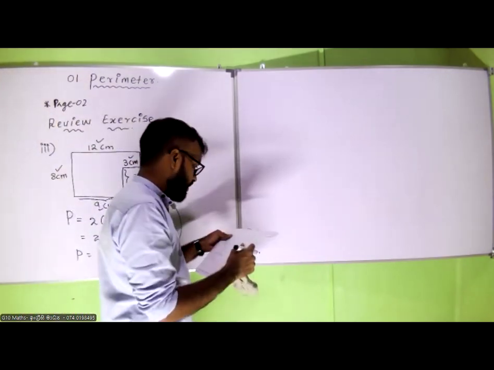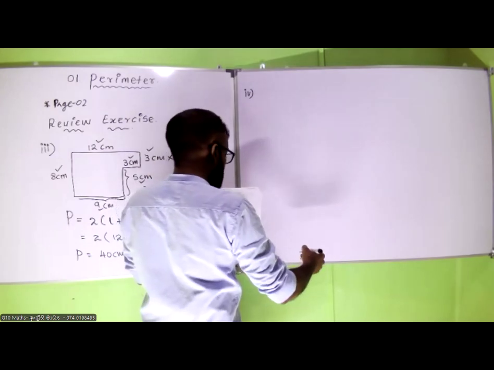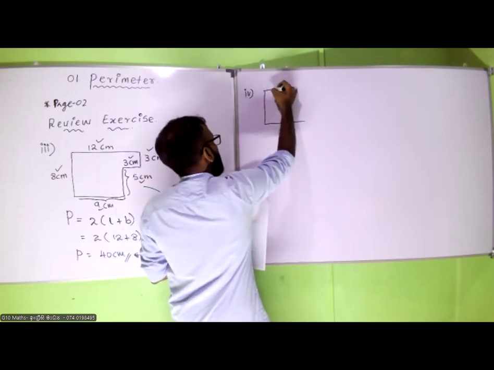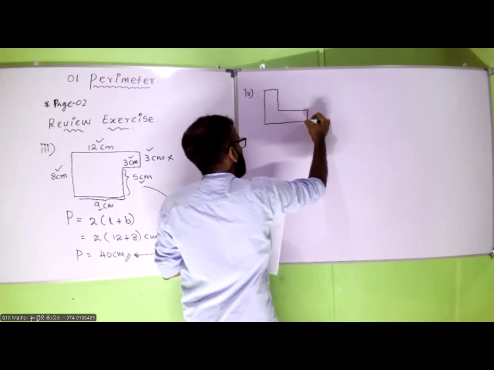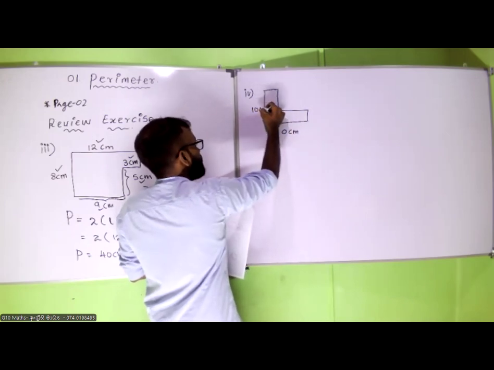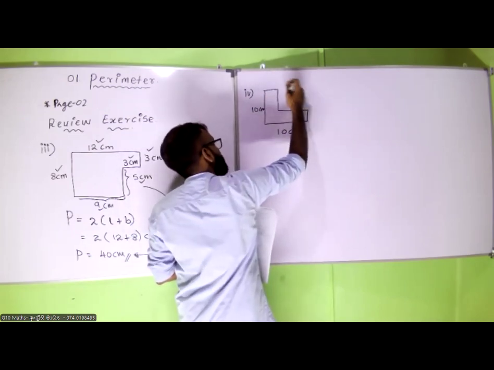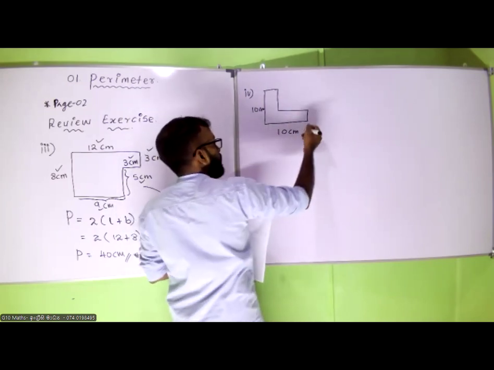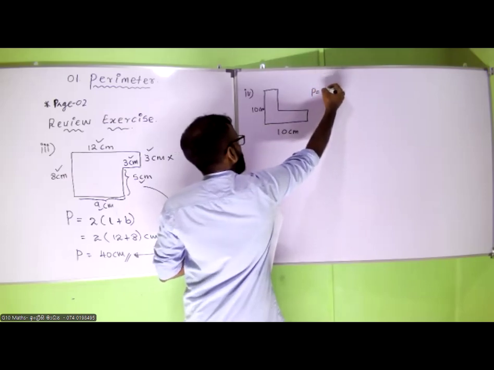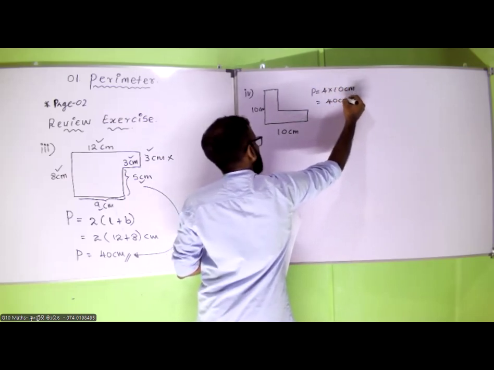Doesn't matter, right? Okay. Fourth one is also the same. It is something like this much. 10 centimeter and 10 centimeter. So move this part to the top and move this vertical length to this side. So it will complete a square. Square means P equals 4 times 10 centimeters. 40 centimeters. The perimeter is 40 centimeters.